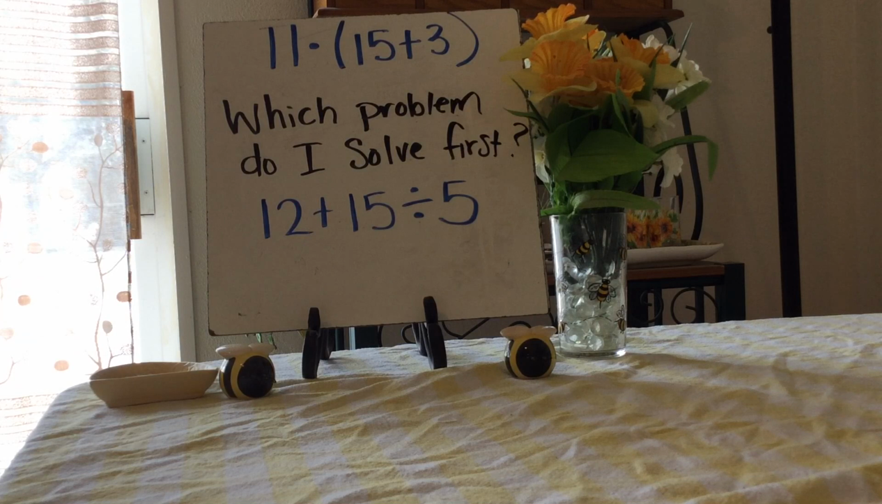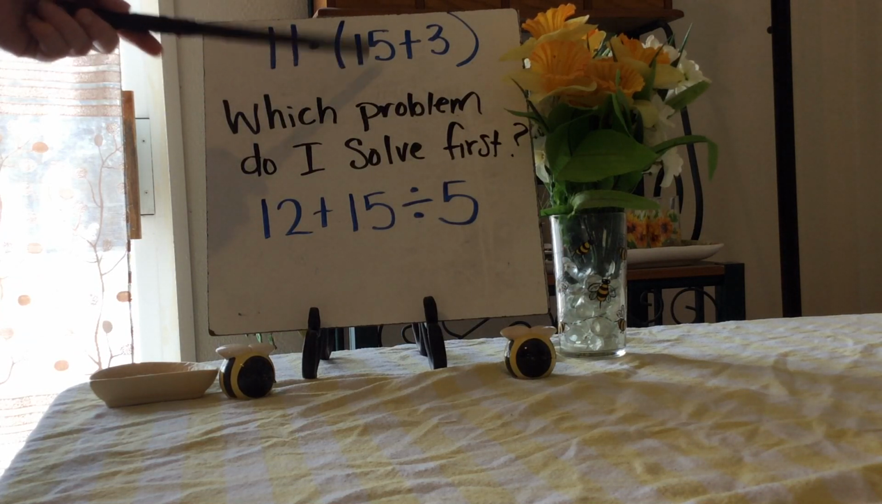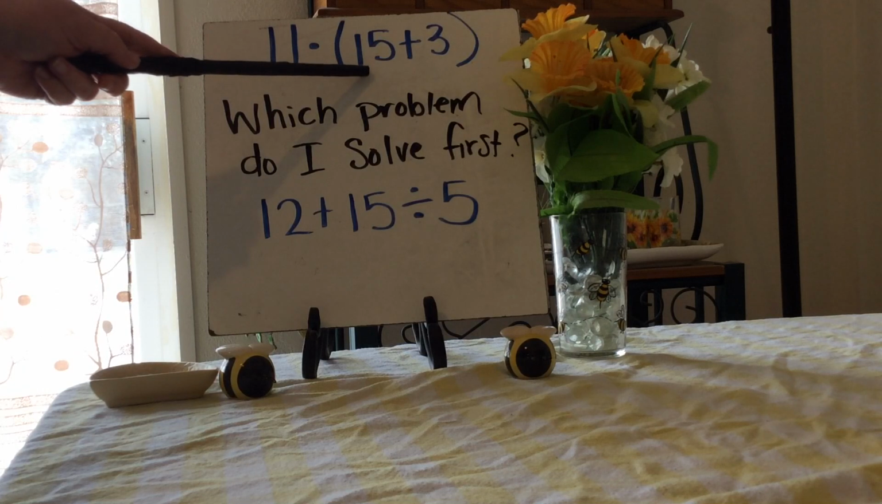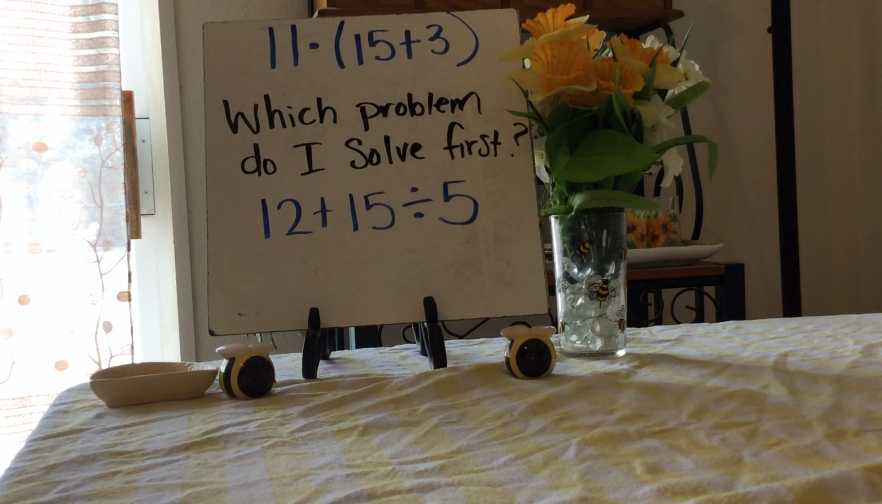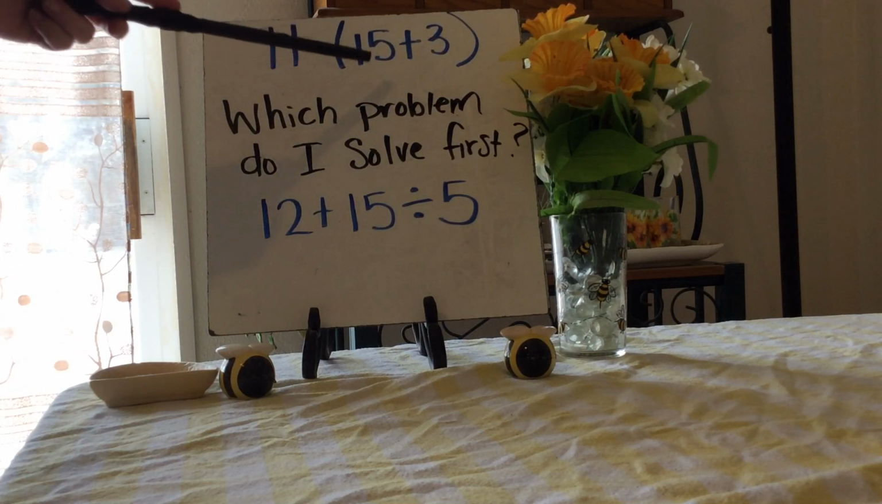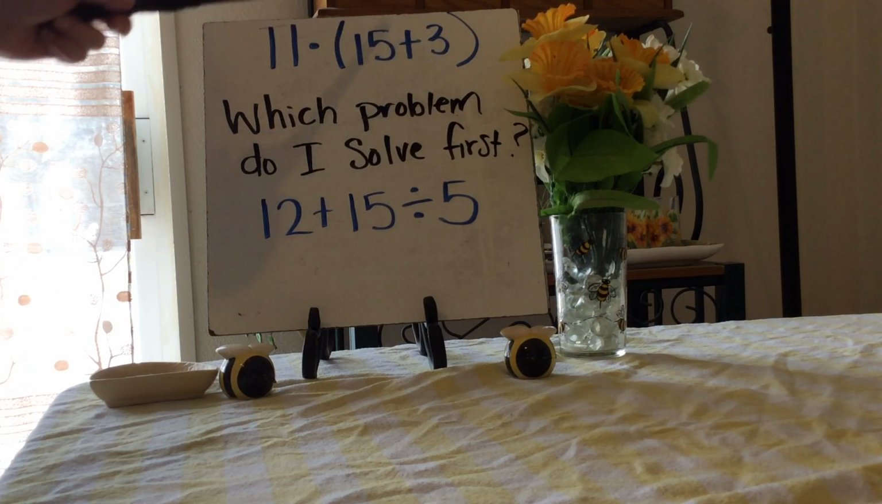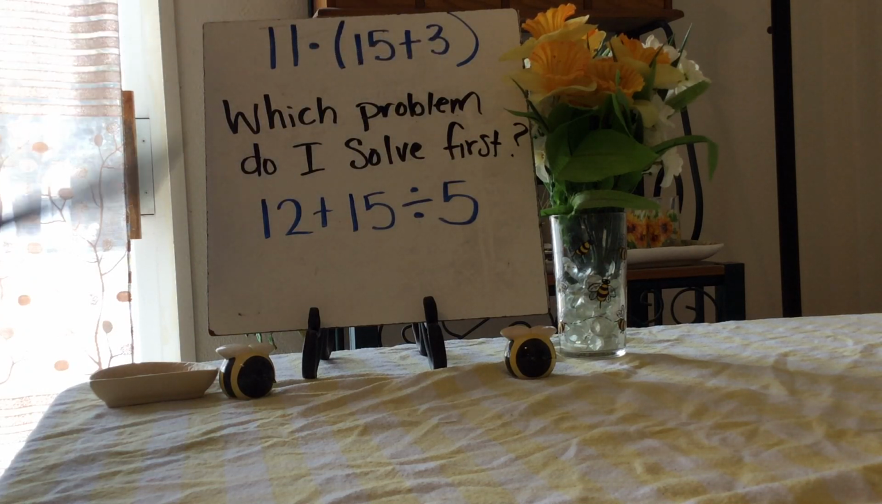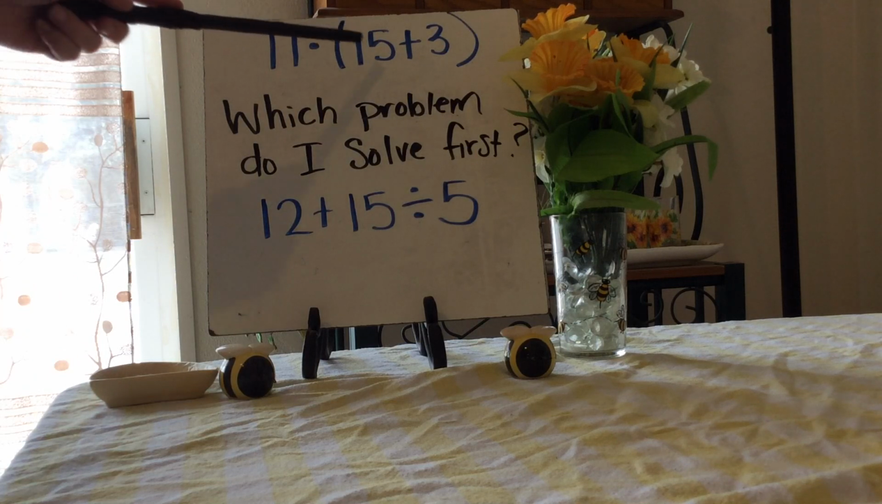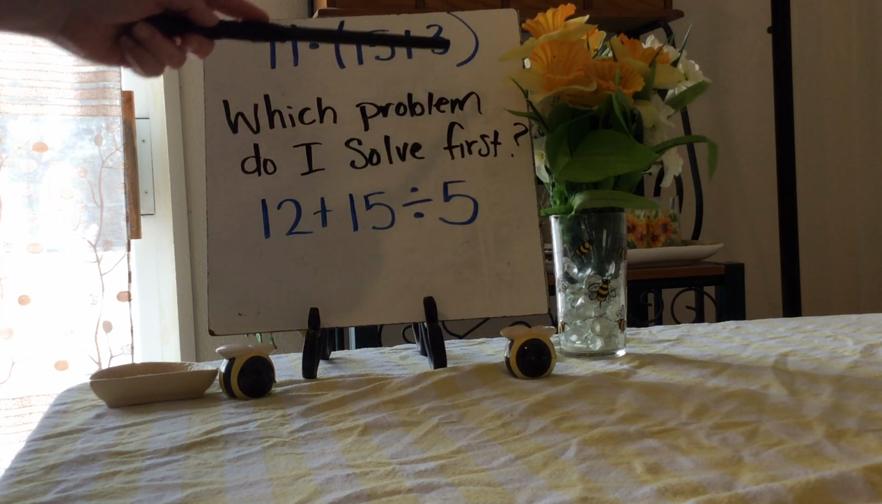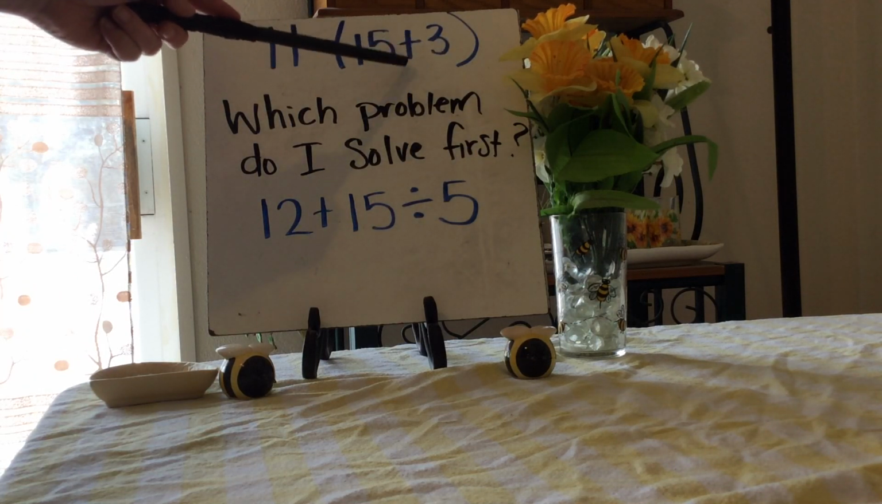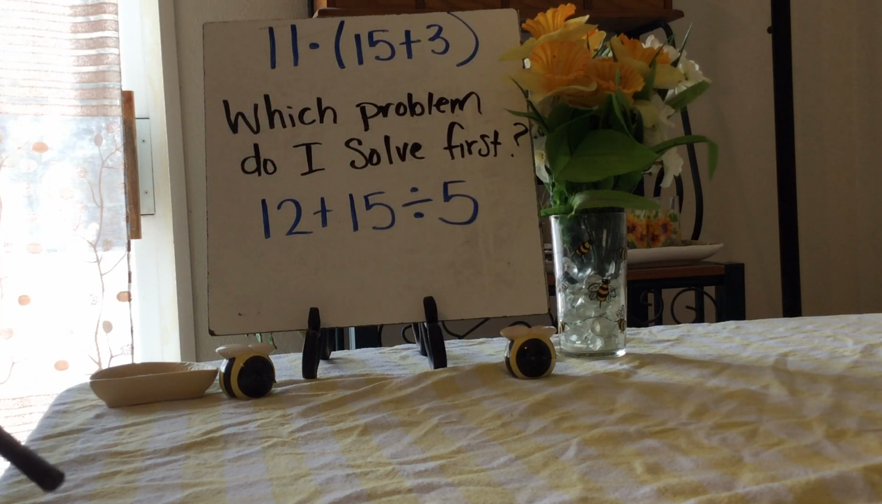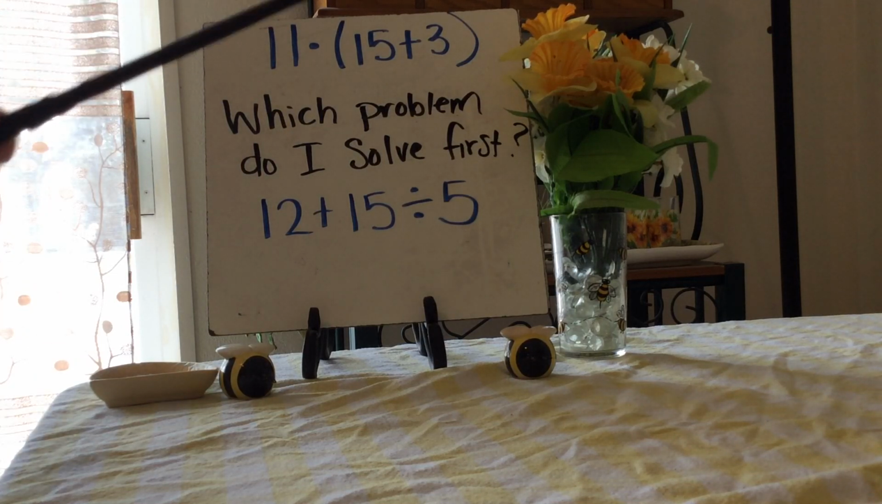So say we have this problem. It says 11 times (15 plus 3). Well, what do I solve first? Do I say 11 times 15? Or do I say 15 plus 3 first? If you said I solve 15 plus 3 first, you're right because it's in parentheses. And parentheses is first. So I would say 15 plus 3, which would be 18. Then I could multiply 18 times 11. Then I could have my answer.